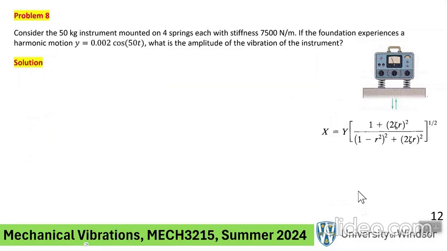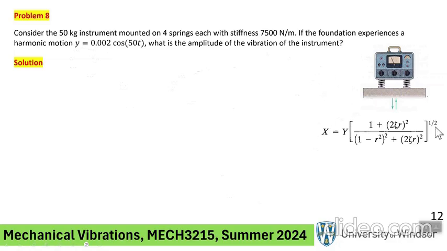Okay, let's look at another example here. We have an instrument, 50 kilograms, which is mounted on 4 springs, and the stiffnesses are given here. The foundation goes through a harmonic up and down motion of frequency 50 rad per second, and this is the amplitude of the vibration of the ground, the base. So this is big Y, and I'm assuming this is in meters, so we're talking about a 2 millimeter vibration of the base up and down. Now, the question is, what is the amplitude of vibration of this instrument?